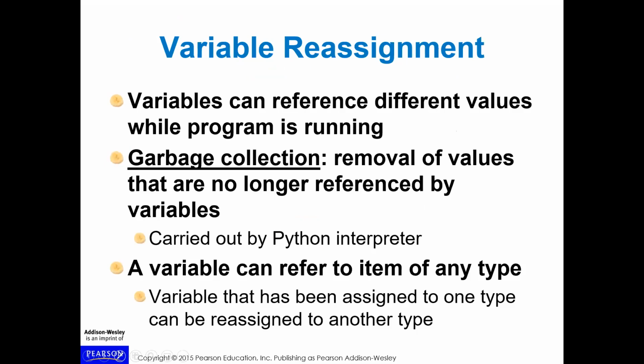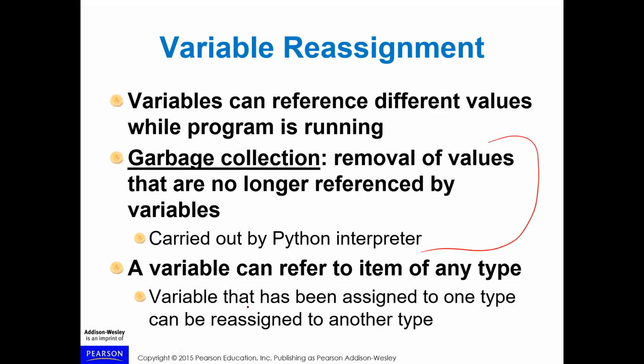Variable reassignment. Variables can reference different values while the program is running. That's why they're called variables, right? So they're going to change. You don't have to worry about this, but a Python interpreter has what is called garbage collection, which is the removal of values that are no longer referenced by variables. That is an internal thing.